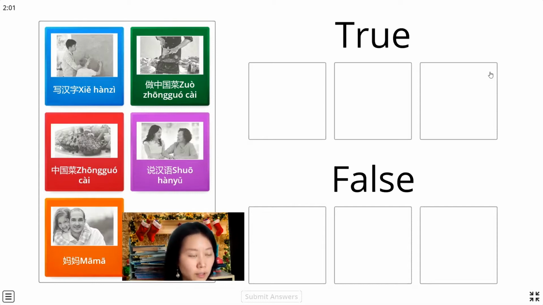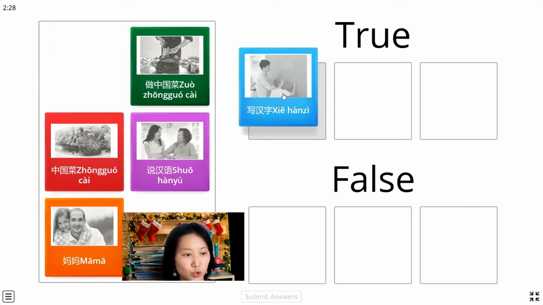Okay, we see this picture and check these Chinese phrases. The first one is 写汉字. 写 means to write. 汉字 is Chinese character. Maybe this is a teacher and a student. They write Chinese characters on the blackboard. Yes, this is true. 写汉字, to write Chinese characters.